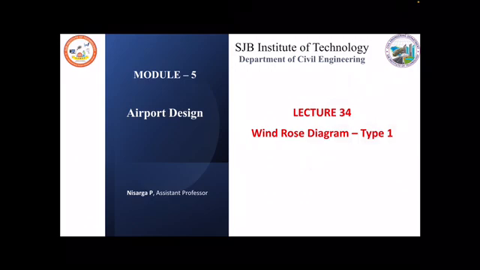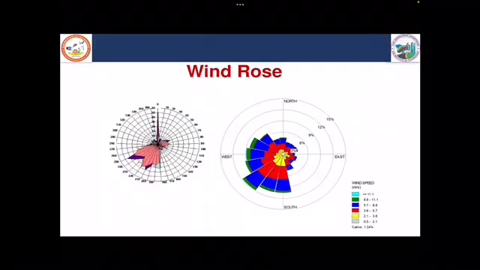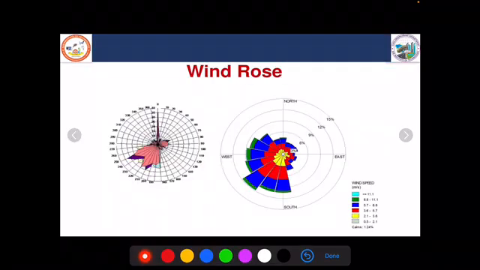Hello students, in this session we'll see how a windrose diagram of type 2 will be constructed to determine the best orientation for the runways. The image shows a typical windrose diagram drawn to determine the orientation of the runway. You can see some radial lines, concentric circles and some colored areas.